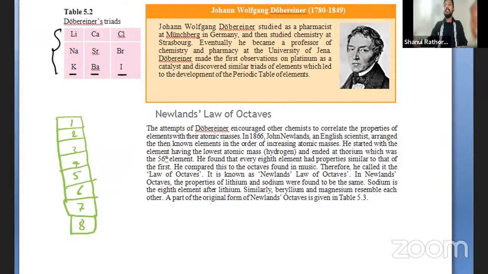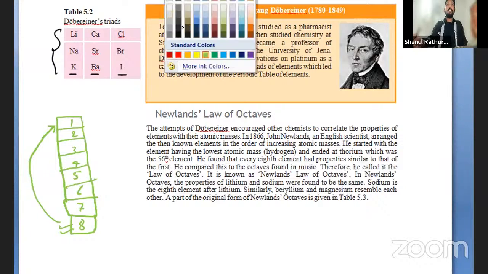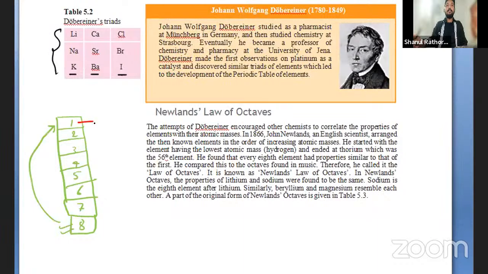According to them, the elements are arranged in increasing atomic mass, and the property of every eighth element is similar to the first element of another group. The first element here is just like the eighth one in the next group. So as we can see, this first element possesses the properties of the element in the next group.